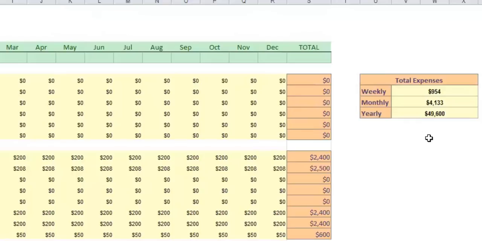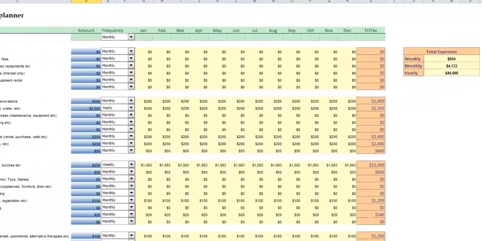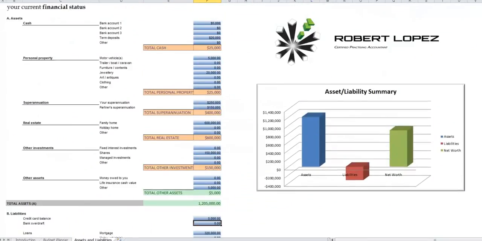If you're going to spend $50,000 a year, you need to earn $50,000 a year. So that becomes the critical thing and the piece of information you need. If you then go to the asset and liability planner, and I filled this in as well, in here you enter what your position is as of today, the day you're doing this.